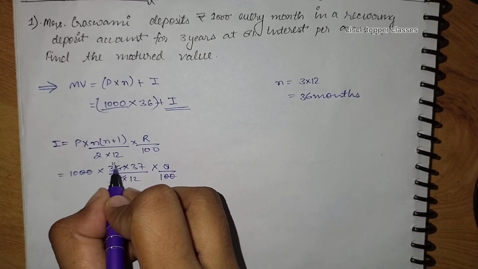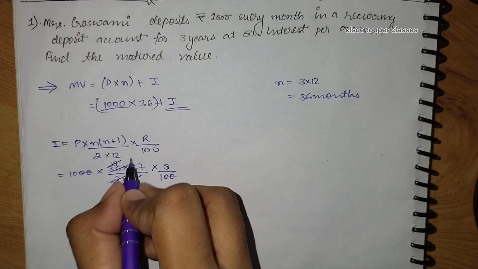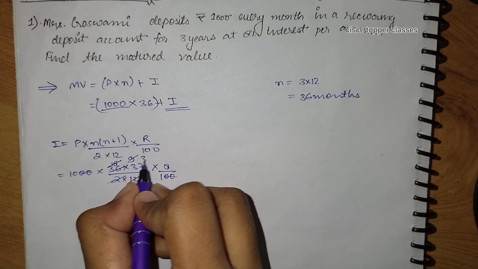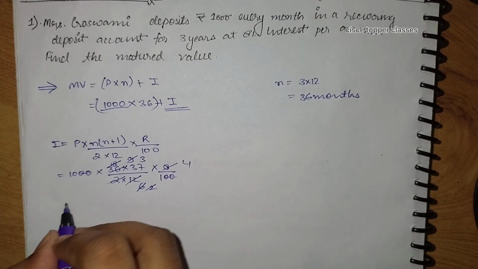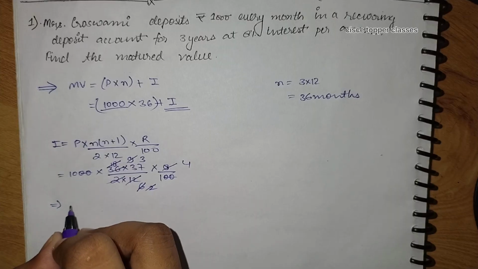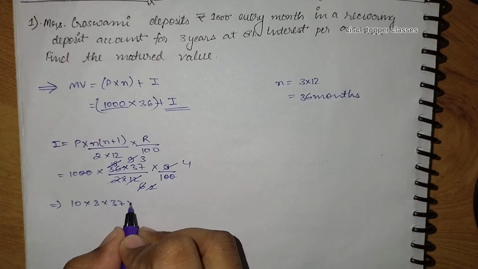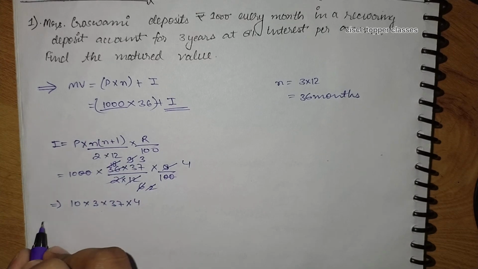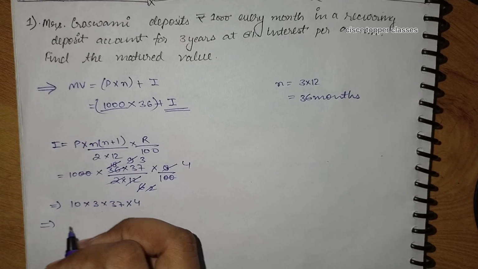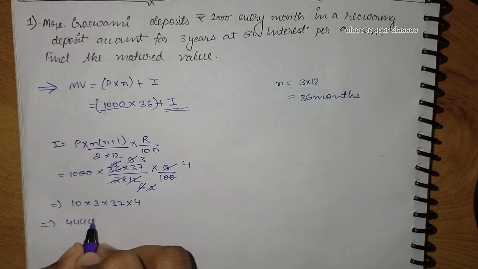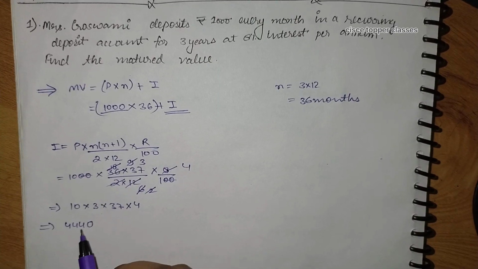Zeros will be cancelled out. Here we will get 18, this will be 6, this will be 9, this will be 2, this will be 3 and this will be 4. From that we can write 10 into 3 into 37 into 4. On solving this part, this will be 4440. So this is the value of interest.